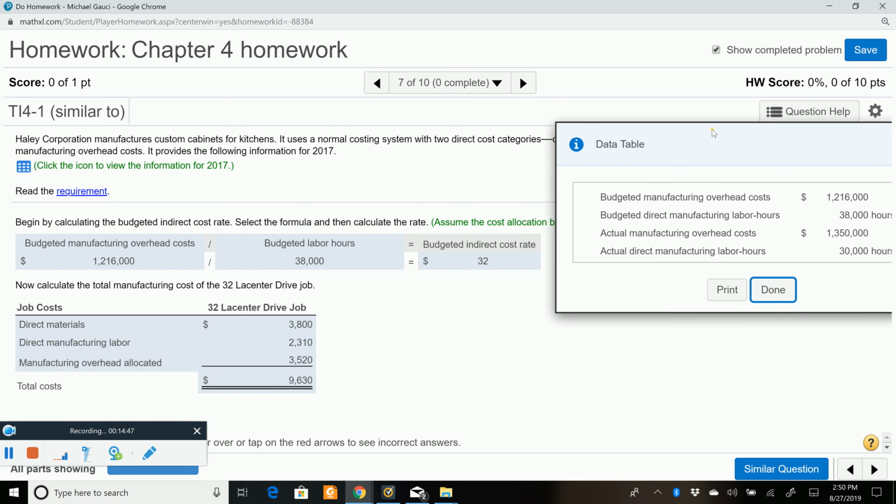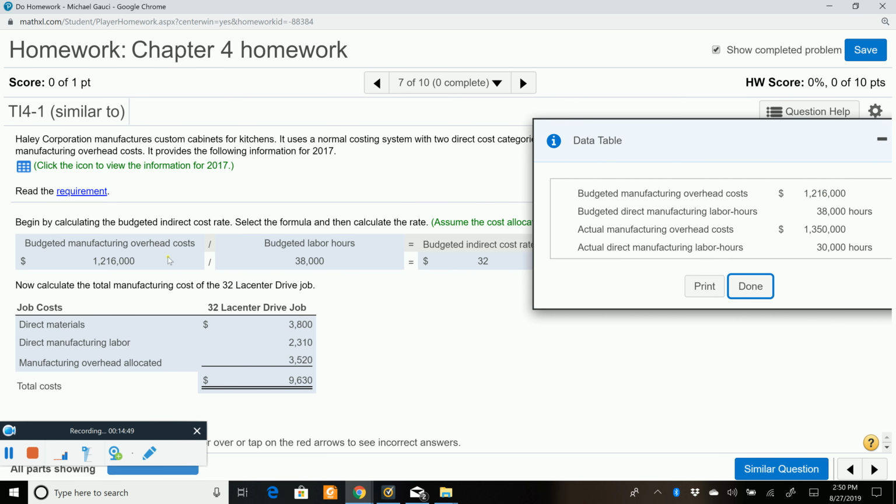They told us the budgeted overhead when the year started was $1,216,000, and the budgeted labor hours were 38,000 hours. If you do the math, $1,216,000 divided by 38,000, we are given a predetermined overhead rate of $32. And we're going to need that when we try to calculate this particular job.